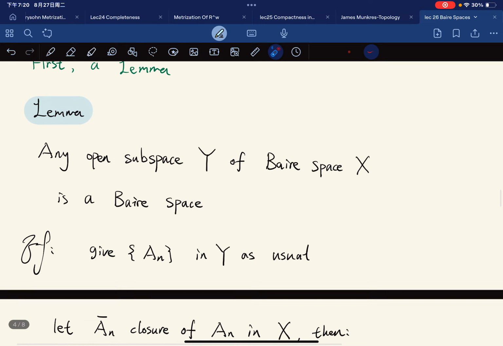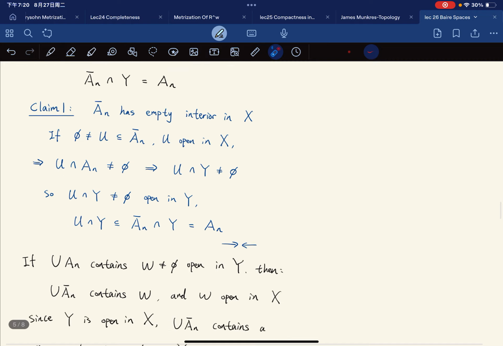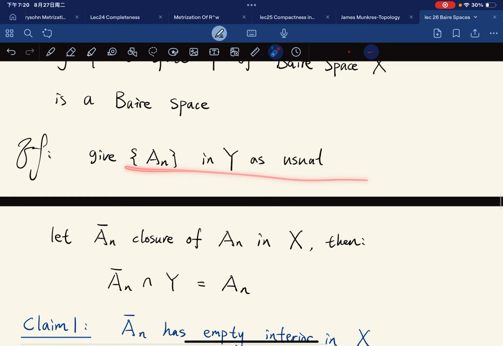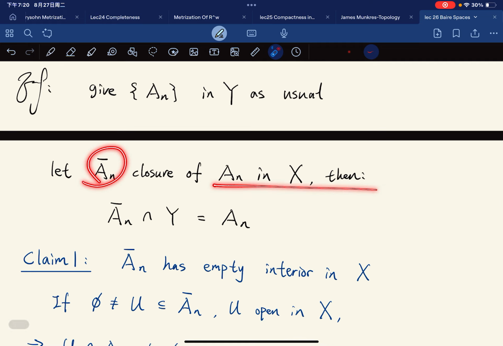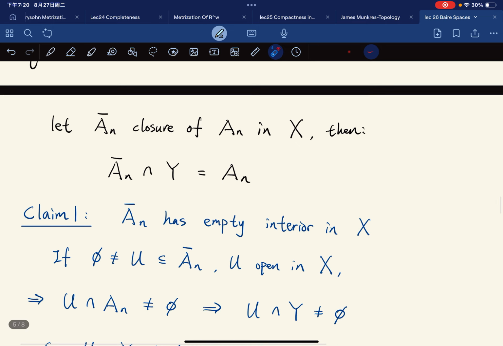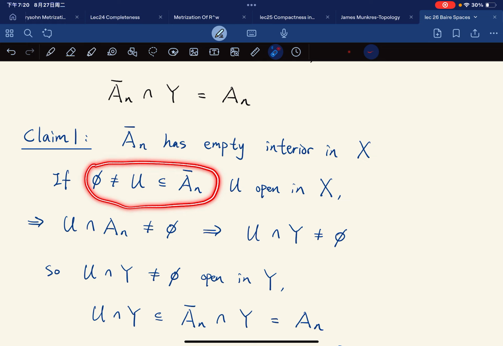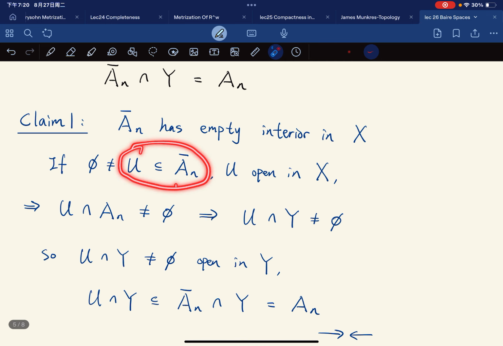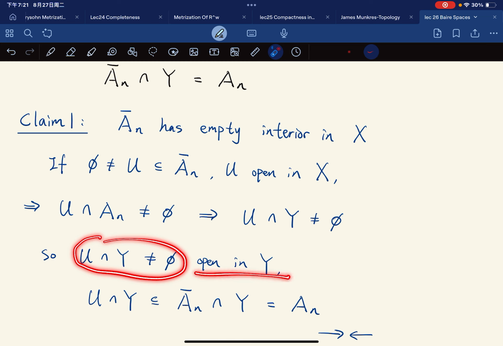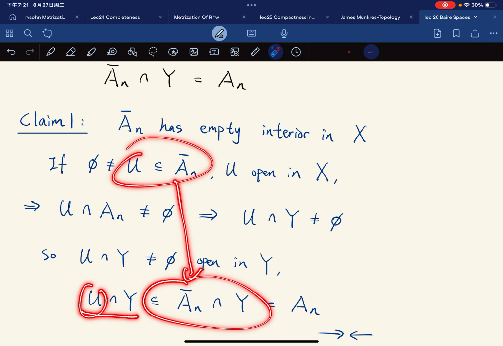So first we need a lemma: an open subspace of a Baire space is a Baire space. Well, the proof is not long. Given the collection An as usual, in Y, if this is the closure of An in X, then because they're closed in Y, this is true, right? So first we have the claim that the closure of An has empty interior in X. To prove this, suppose for a contradiction that U is a non-empty open set in X that is contained in this. Then, first of all, from here, we have that U and An intersect, right? If U and An intersect, which means that U and Y intersect, they're non-empty.